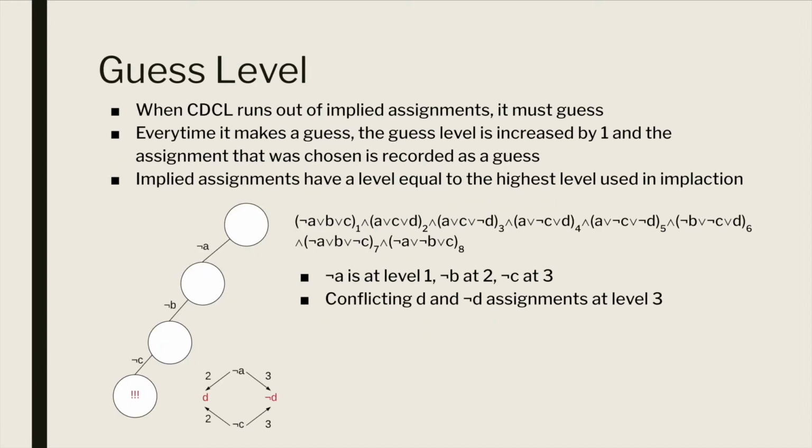When CDCL runs out of implied assignments, it must guess. Every time it makes a guess, the guess level is increased by 1 and the assignment that was chosen is recorded as a guess.